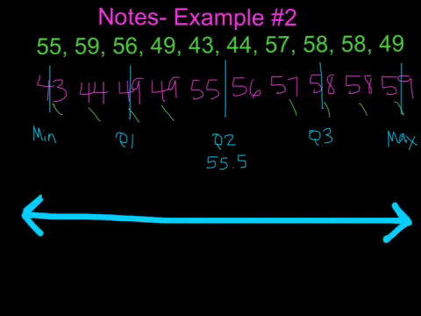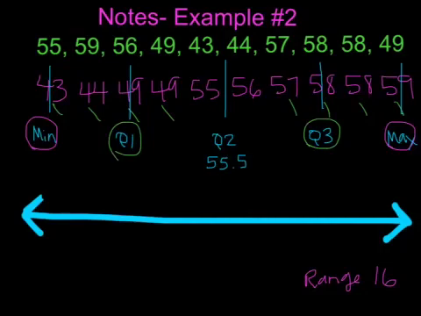Your homework also asks you to find the range. So if I want to find the range, I'm just going to now subtract my minimum value from the maximum value. So my range should be 16. And then your homework also asks you to find the IQR, which is take Q3 and subtract Q1. And your IQR should be 9.